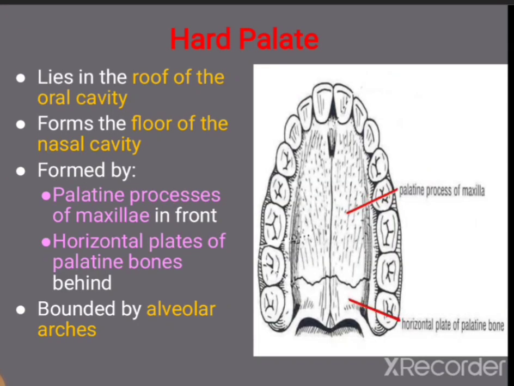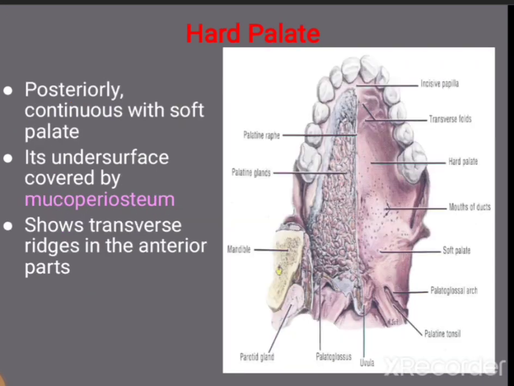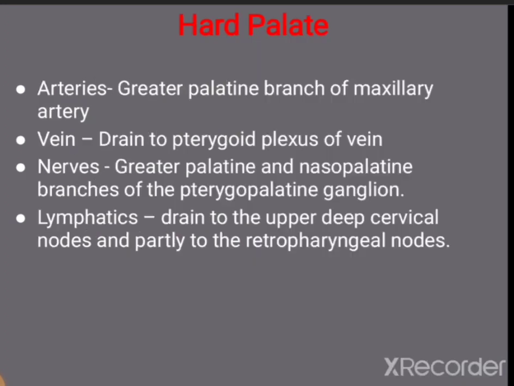This is the hard palate. It lies in the roof of the oral cavity. It forms the floor of the nasal cavity, and it is formed by two bones. That is, this is the palatine process of the maxilla, and these are the horizontal plates of the palatine bones behind. These are bounded by the alveolar arches on the anterior as well as lateral sides. The hard palate continues with the soft palate on the posterior side.